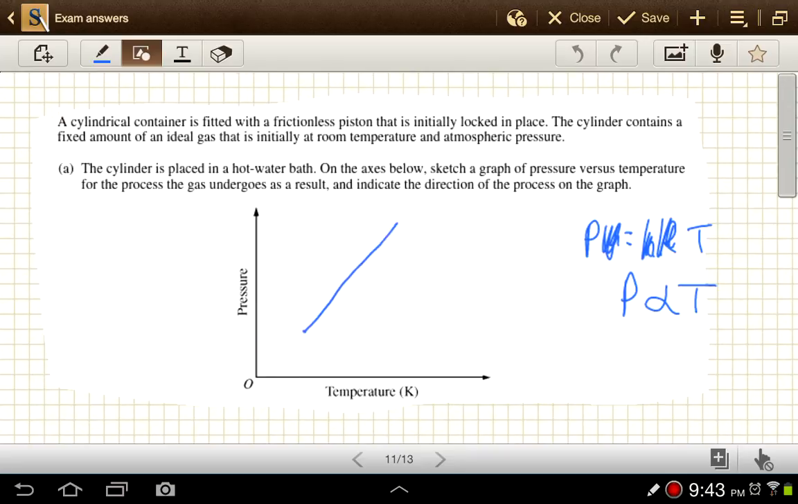So something like this. And we do need to show that we have that increasing, indicate the direction of the process on the graph.